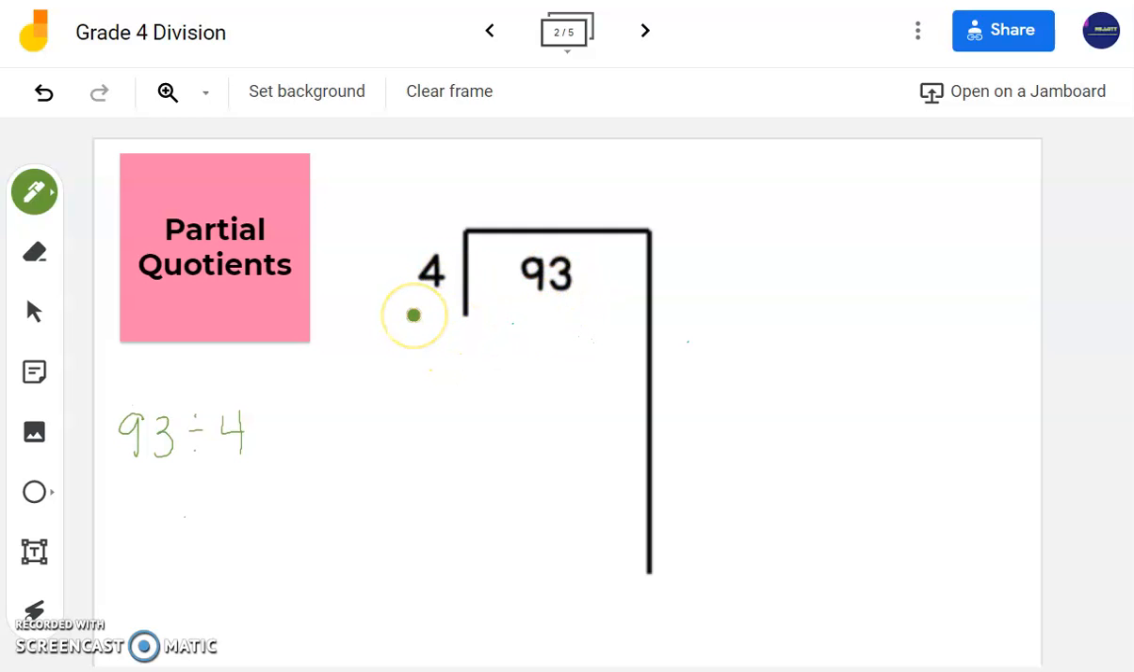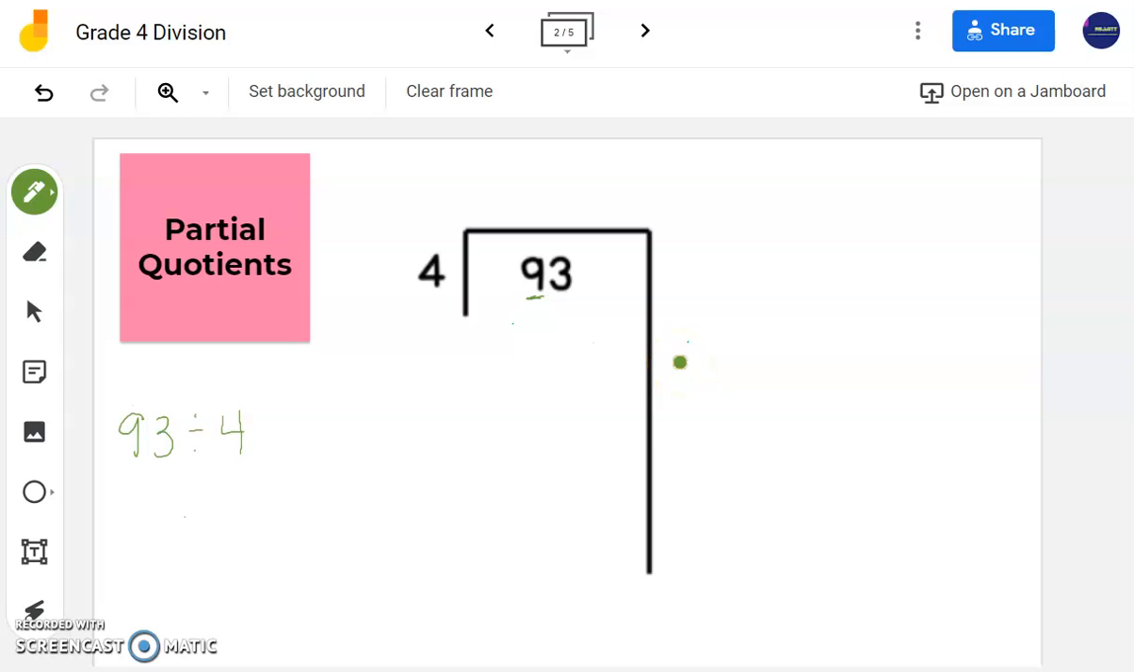Our goal is to create groups of 4 out of that whole amount that we have of 93. So I wonder how many groups I can create with 4 items in each group. Let's do some long division here to help us figure that out. I'm going to first take a look at the first digit I see, which is a 9. 4 times some number is going to get me close to or exactly to 9.